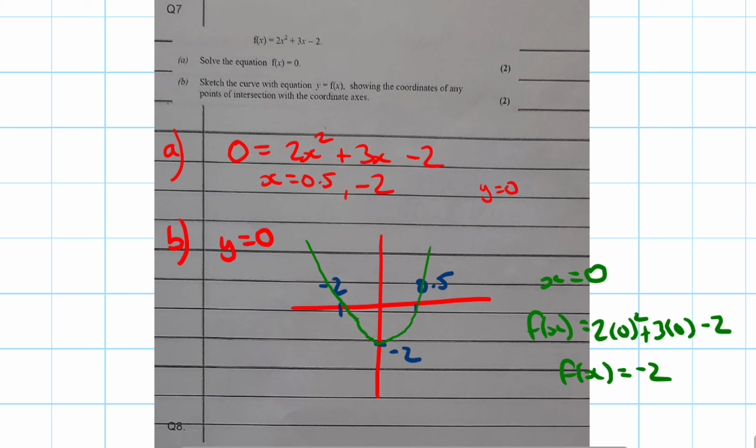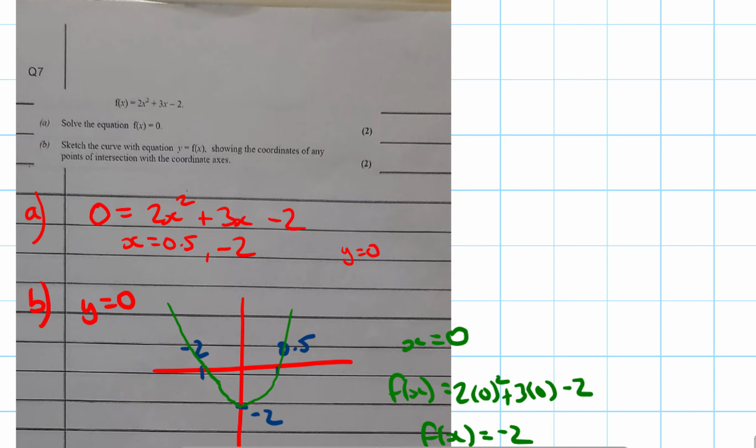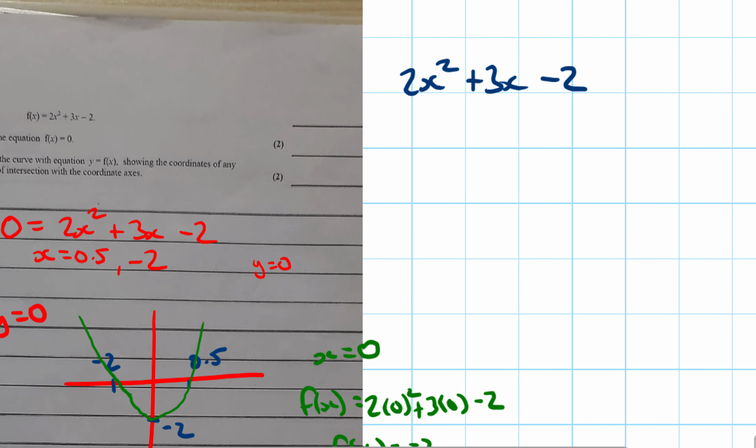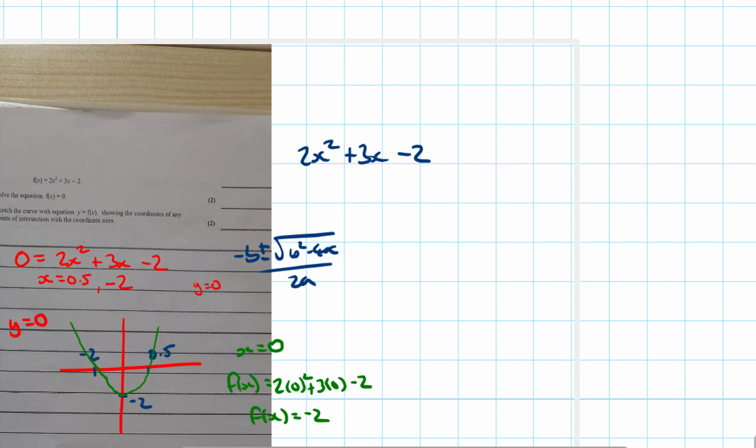I'm just going to go back to part A, just in case the expectation is that you do need to solve it. So the way that I would approach this one is probably using the Wendy method. You can also use the quadratic formula. So quadratic formula is minus b plus or minus square root of b squared minus 4ac over 2a, but this is factorizable. So just a quick recap of that method.